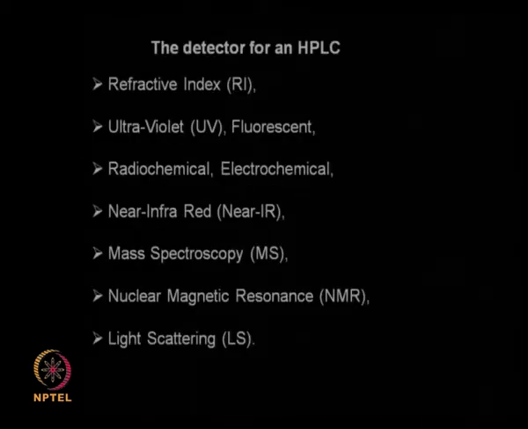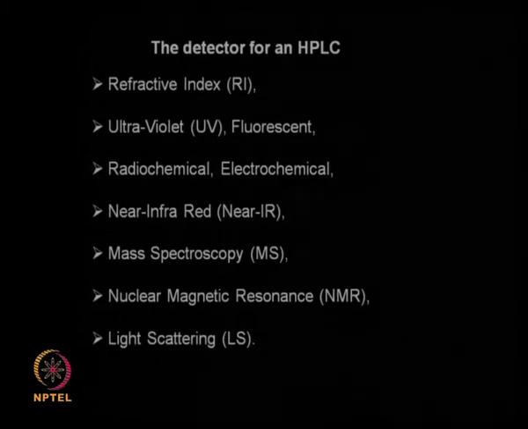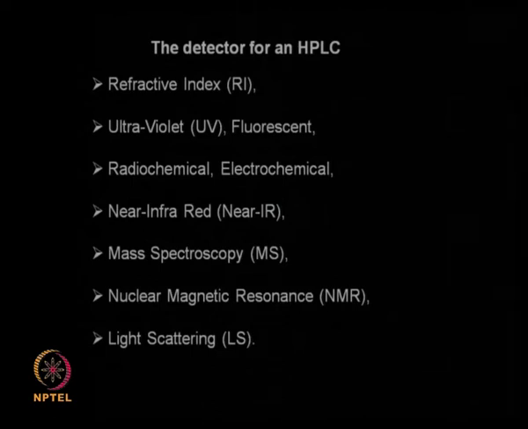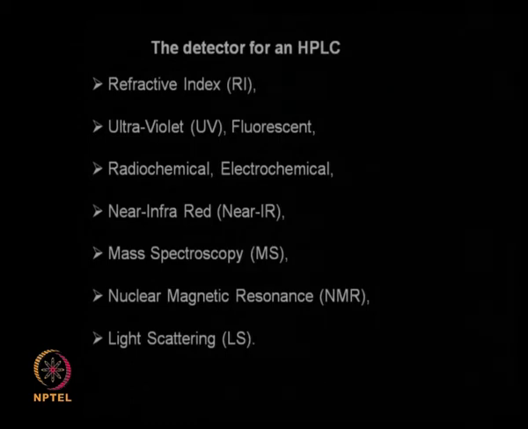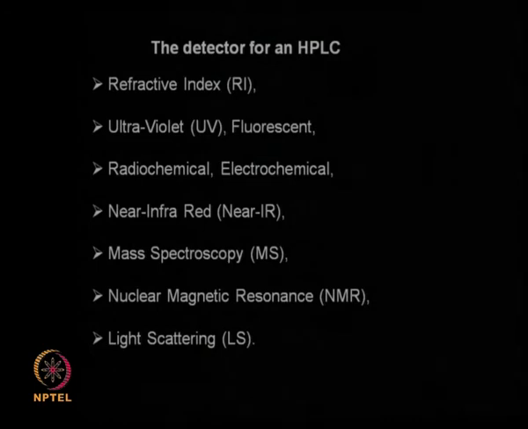Detectors are the most important, which detect a particular metabolite or a protein. So, a large number of detectors are currently available in the market. Refractive index detector, RI. If there is a change in the refractive index, it gives out a signal or a response. Then you have an ultraviolet detector, UV.